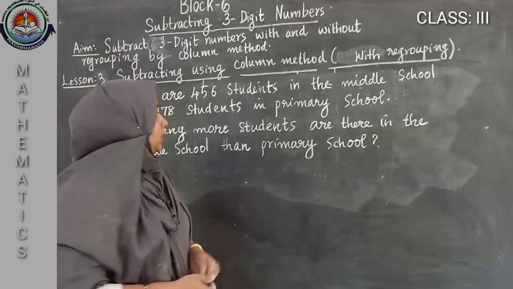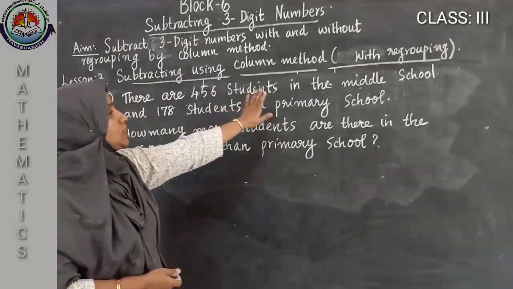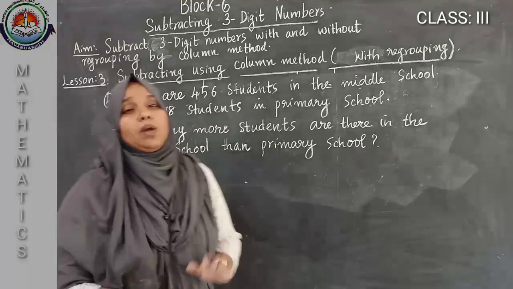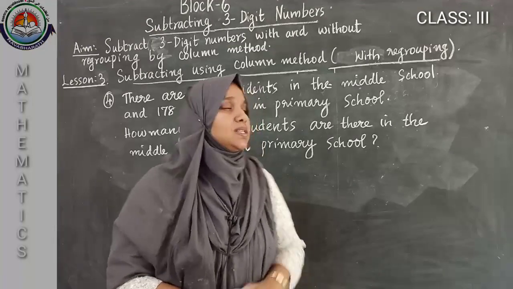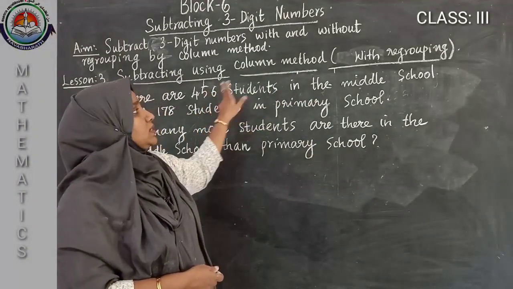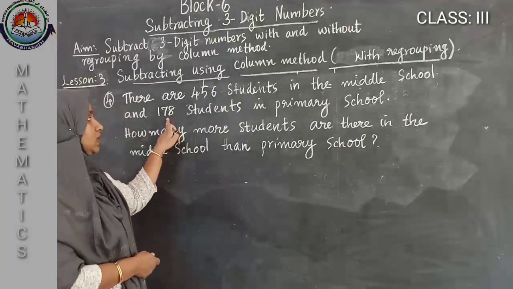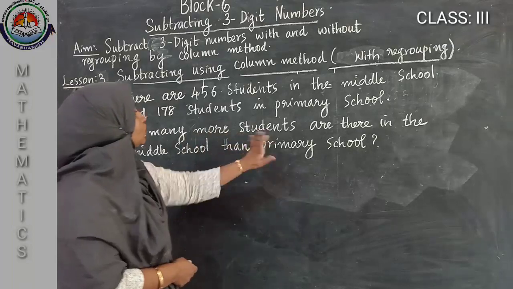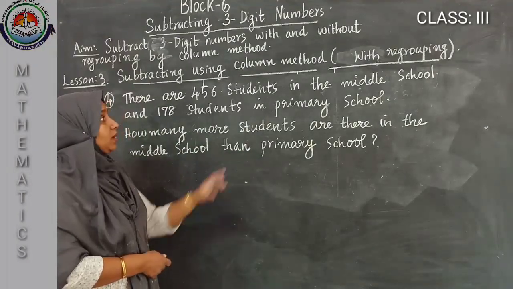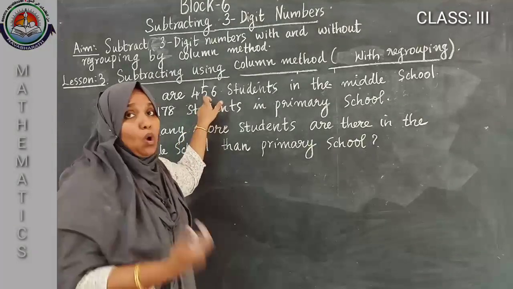Read the questions, children. There are 456 students in the middle school and 178 students in the primary school. There are 2 schools. How many more students are there in the middle school than primary school? Which is the bigger number? This one. Is it right? The number of students in the middle school is more.